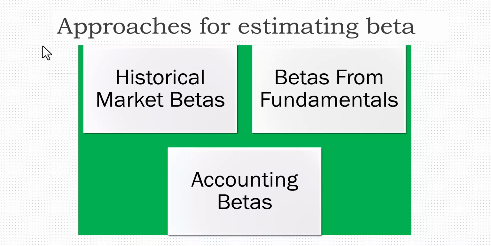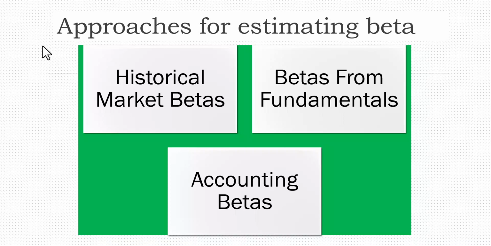So historical beta, market betas we have already calculated by pulling out the data from Yahoo Finance. Pull out the historical data of the company, and then we calculated the market returns of Nifty, and then we regressed the returns and calculated the beta. So now we are doing betas from fundamentals.